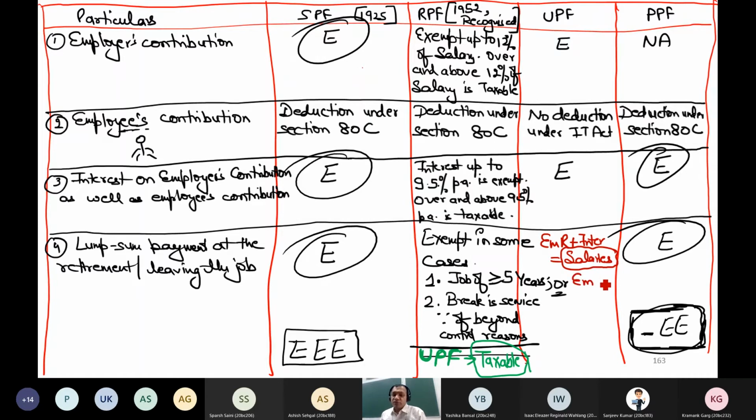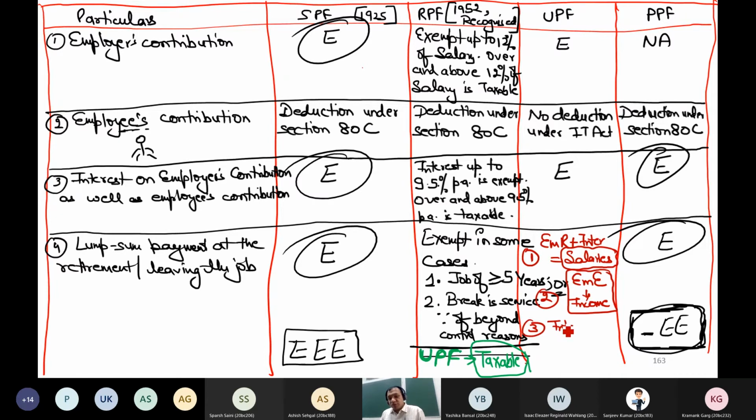Employee's own contribution is not an income, so there is no question of that amount. It is not taxable. Employee's own contribution is not an income. I am simply receiving back my amount which I have deposited in past so many years. But so there are three components.